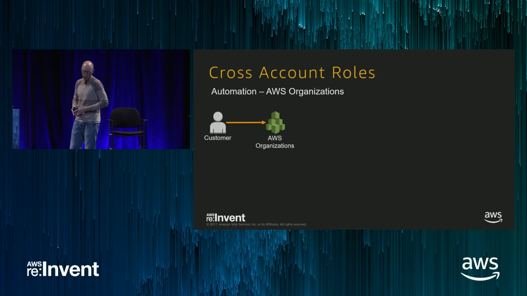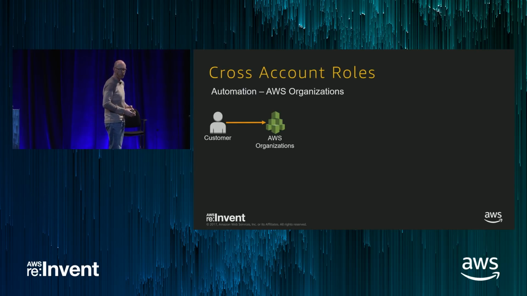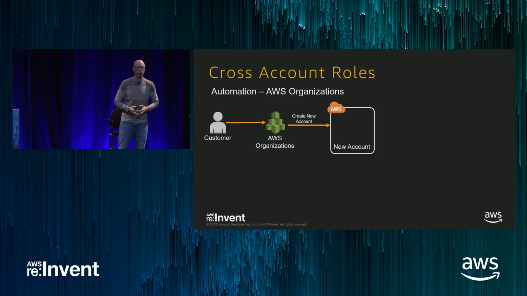So customers use it for their different environments as far as dev, test, prod, different organization units, or even different applications they might run in an AWS account. So in this example, we have a customer who's using AWS Organizations to create a brand new account. They're calling that create account API.